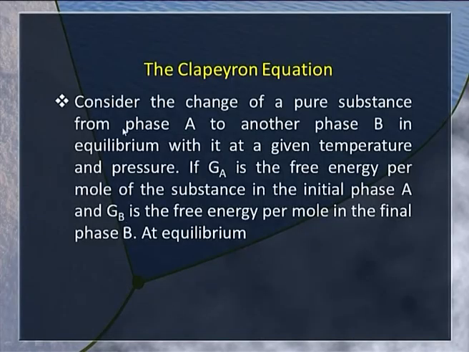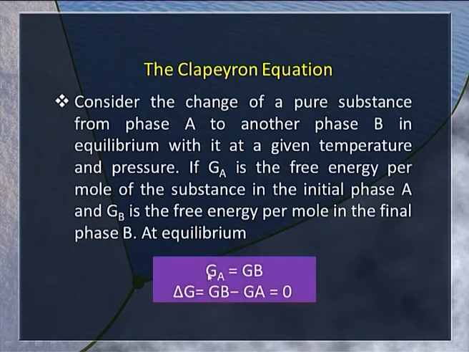How to derive this Clapeyron equation? Suppose we have a pure substance in phase A, and there is the same substance in phase B at a given temperature and pressure. So, we can write Ga is the free energy per mole of the substance in the initial phase A, and Gb is the free energy per mole in the final phase B.